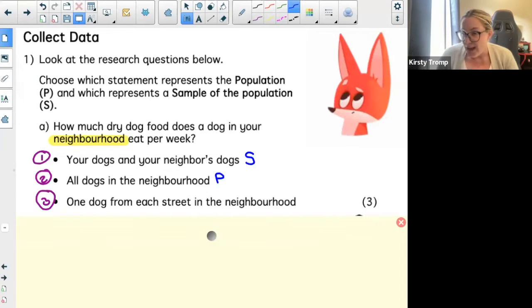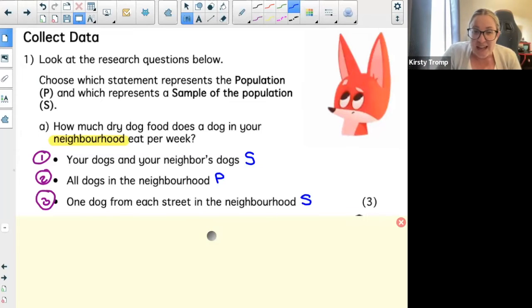Population. Okay, careful. What did we say? That the population was going to be all the dogs in the neighborhood. Okay? That's it. So it's a sample. Exactly. It's going to be a sample, because I'm just taking one dog from each street in the neighborhood. Well done.